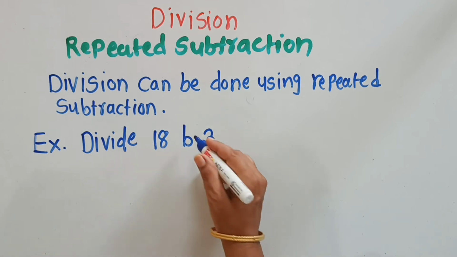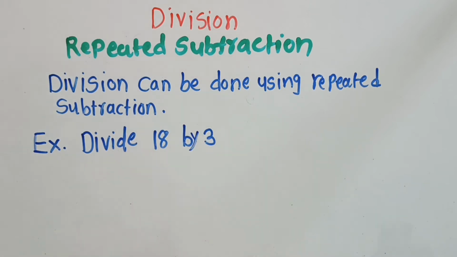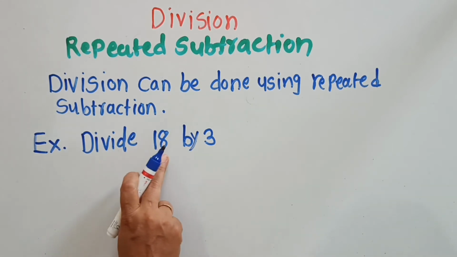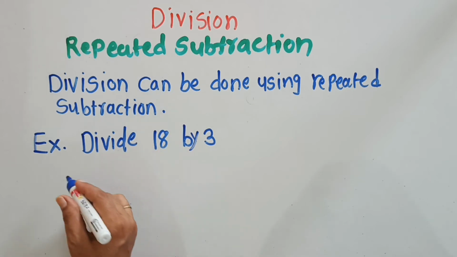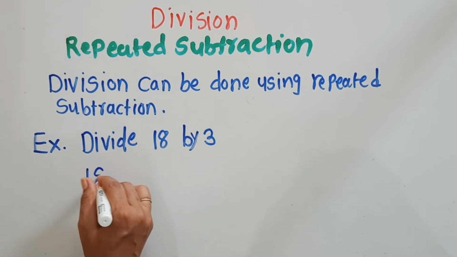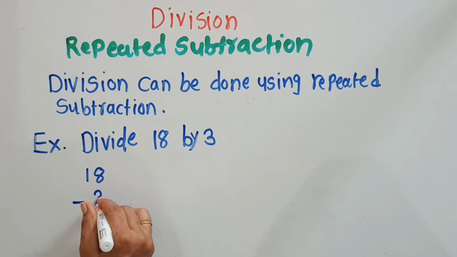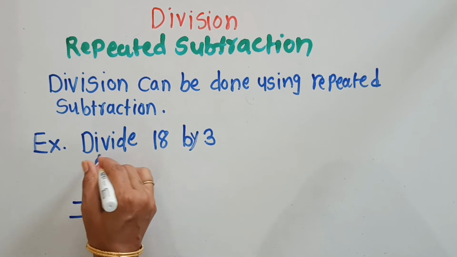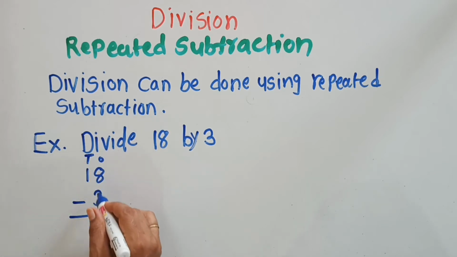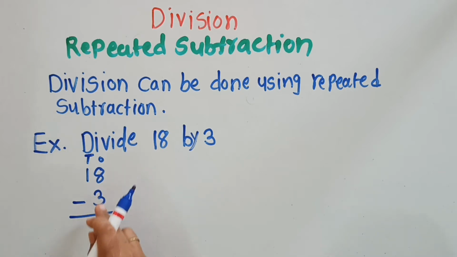Divide 18 by 3. First step: we have to subtract 3 from 18. See here, 18 subtract 3. You know, this is ones and tens. Now, 8 minus 3 is 5. 1 minus nothing means 1. Children, this is the first step.